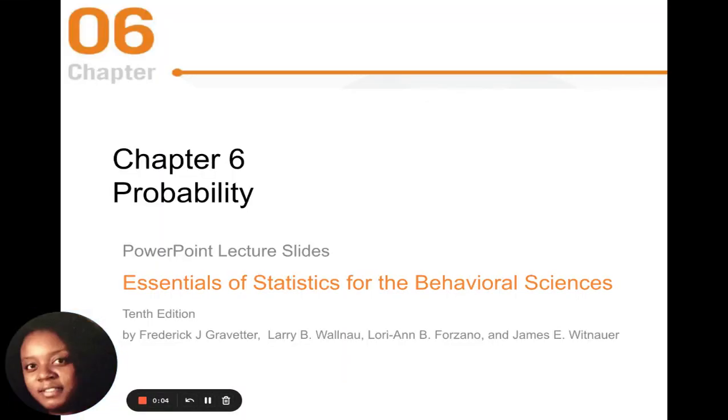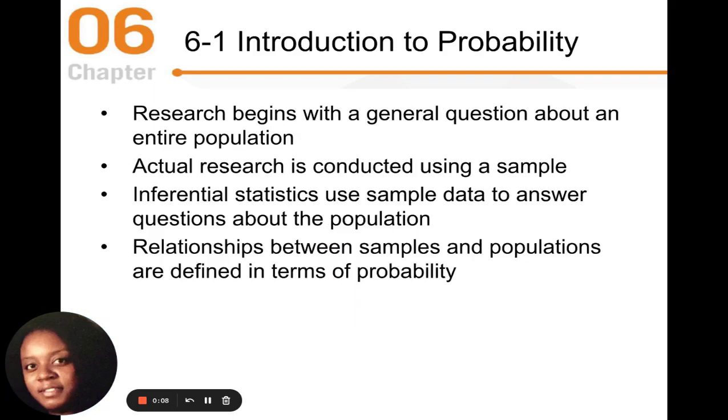Okay, so our focus for today will be probability, chapter 6. So when we think about probability, we have to also consider how research begins with a general question about an entire population. So a group of people who represent who we're trying to study. So actual research is conducted using a sample from the population that's being studied.